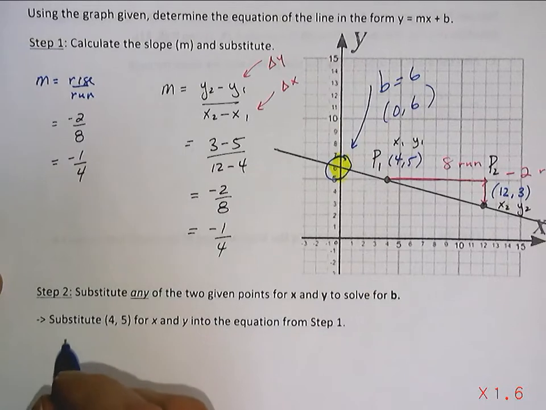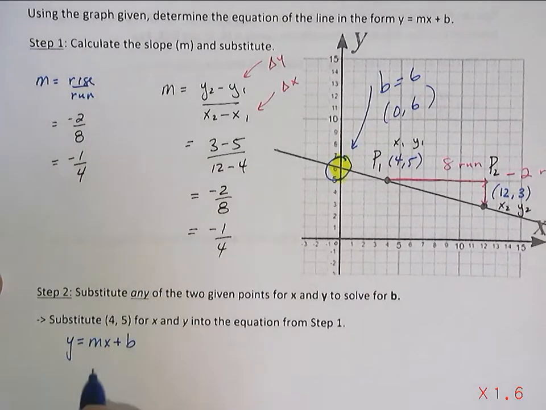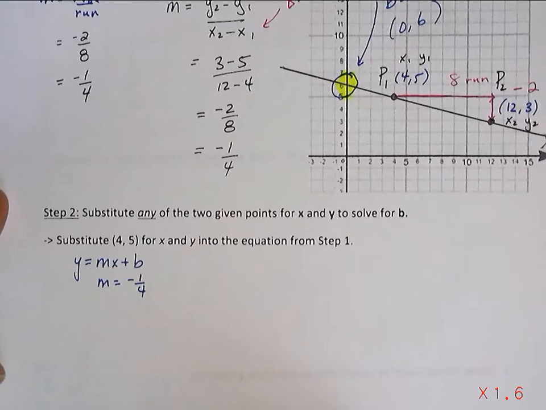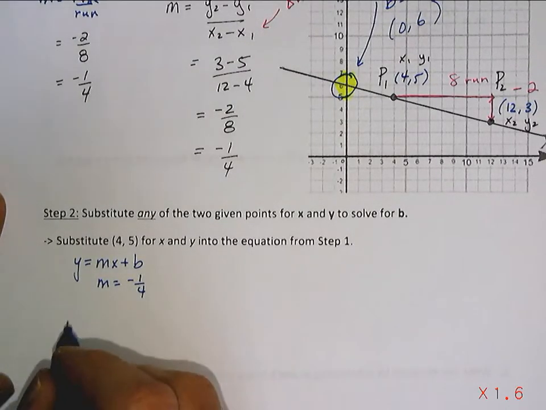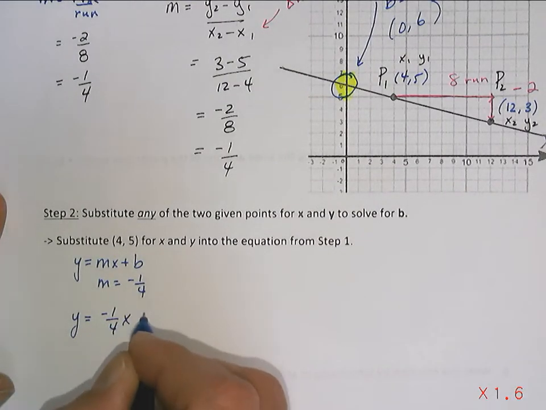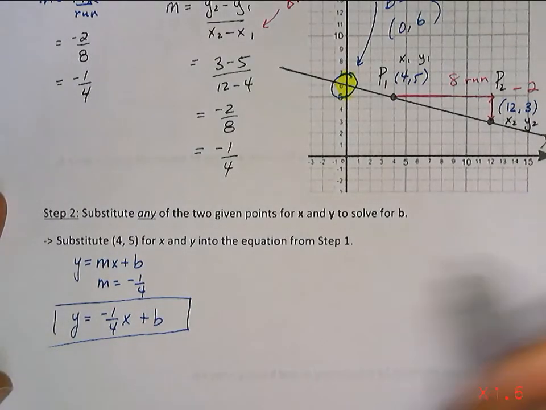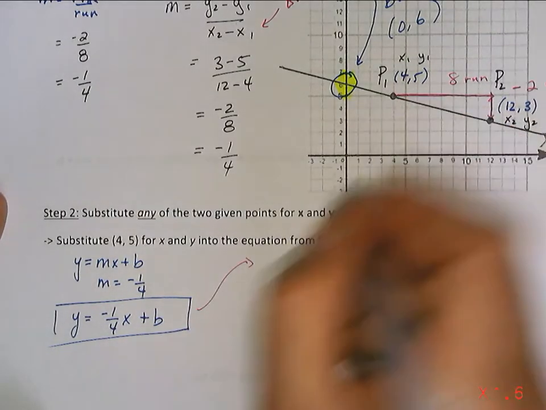So remember, we have y equals mx plus b. We figured out that m was equal to -1 over 4. Let's determine b using substitution. And what that means is we're going to get this. Y equals -1 over 4x plus b. That's what we know so far. Let's use one of the 2 points.